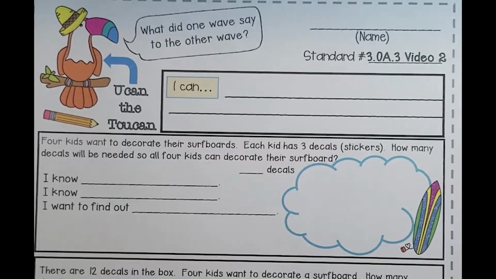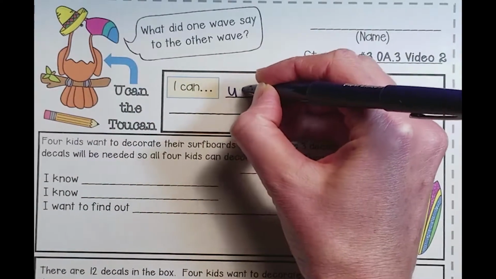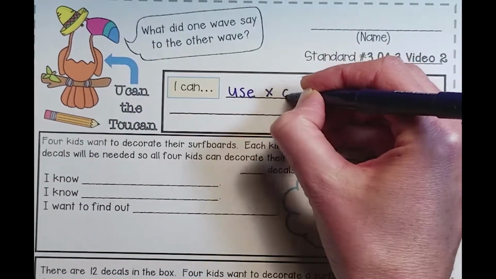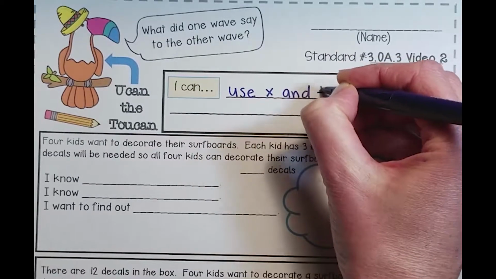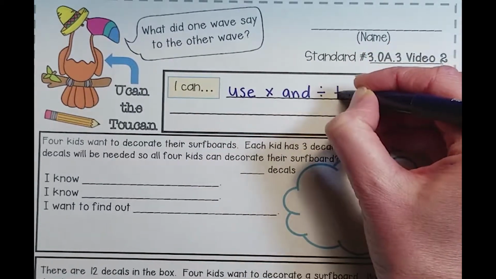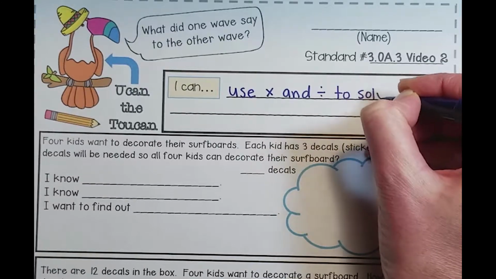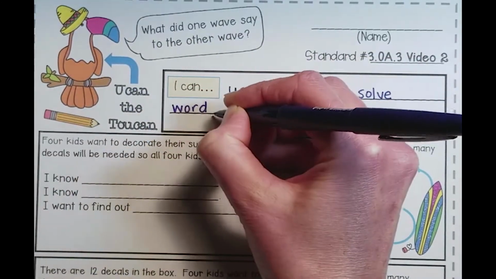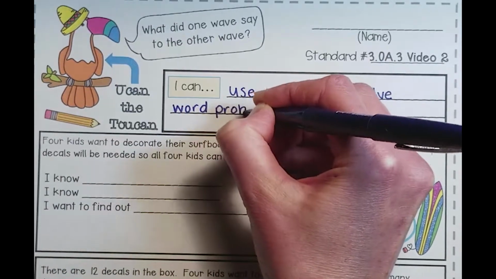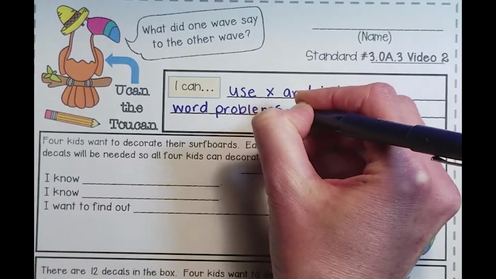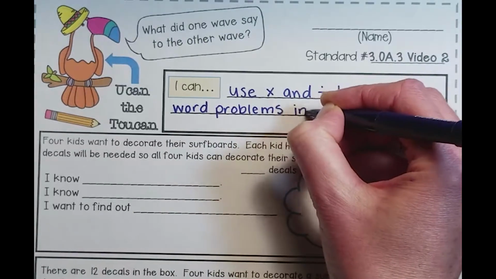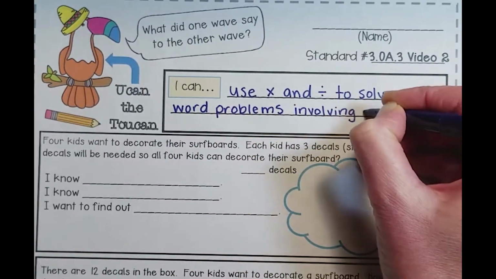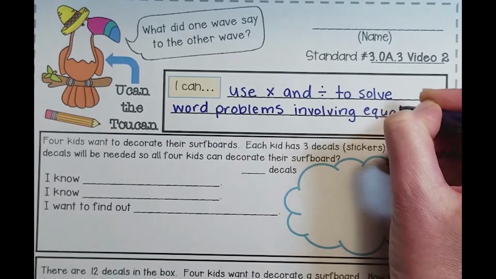UCan wants you to use multiplication and division to solve word problems involving equal groups.